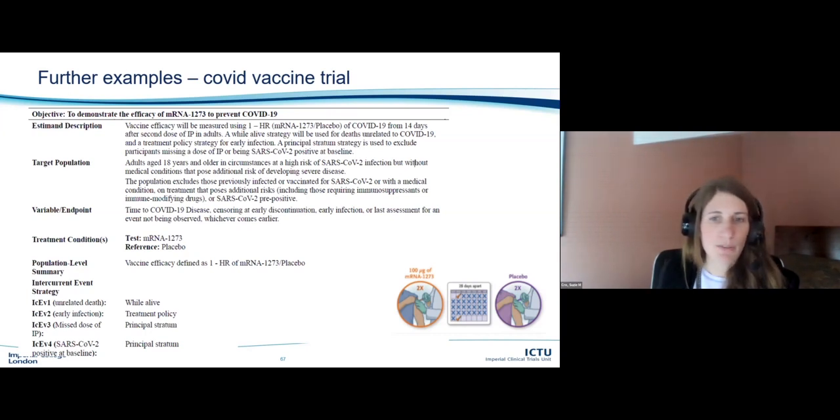And being COVID positive at baseline was also handled using the principal stratum strategy. So they were only interested in knowing the treatment effect for the patients who were not COVID positive at baseline. So this example shows us how different strategies can be used to handle different intercurrent events, unlike the previous example.